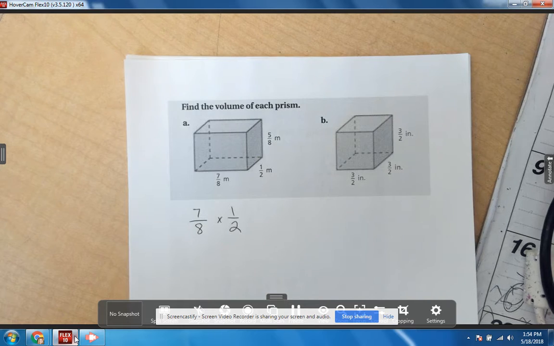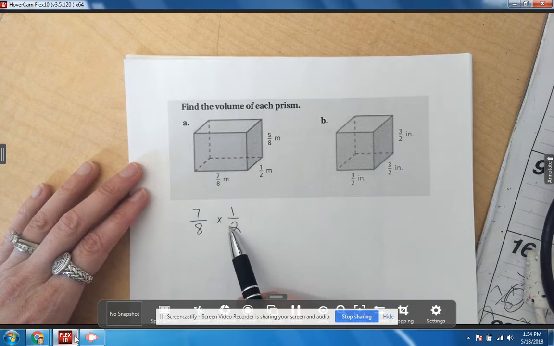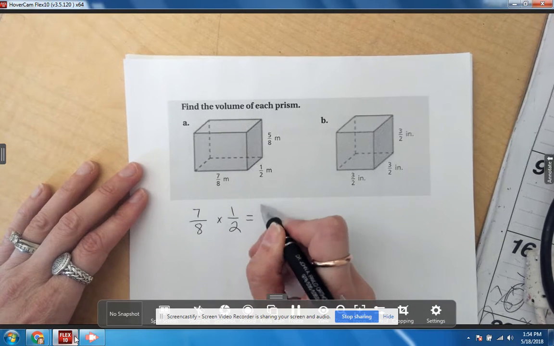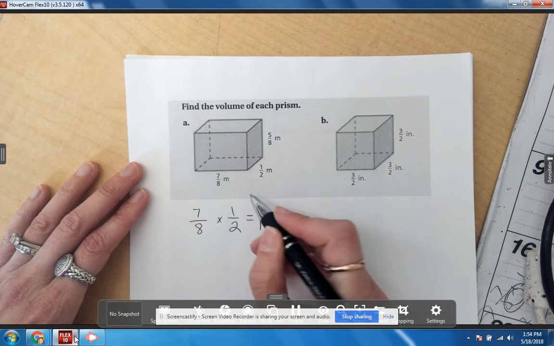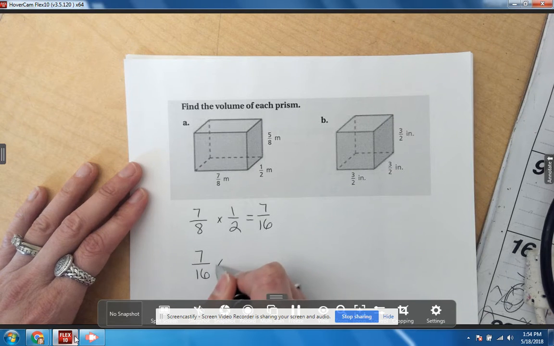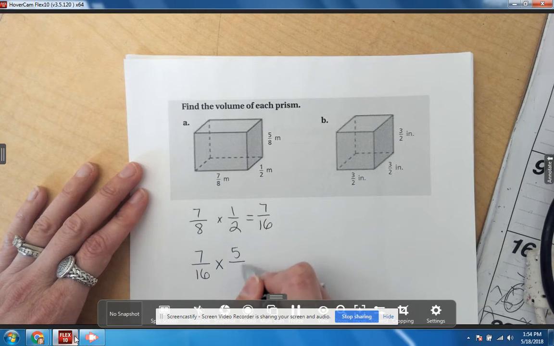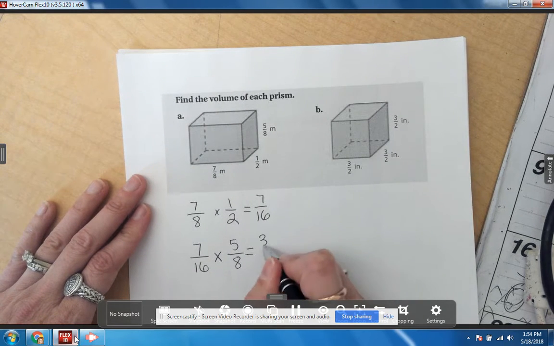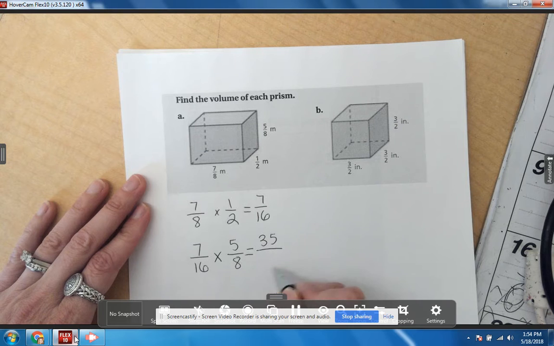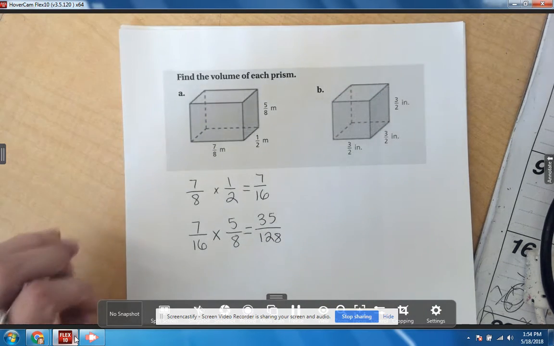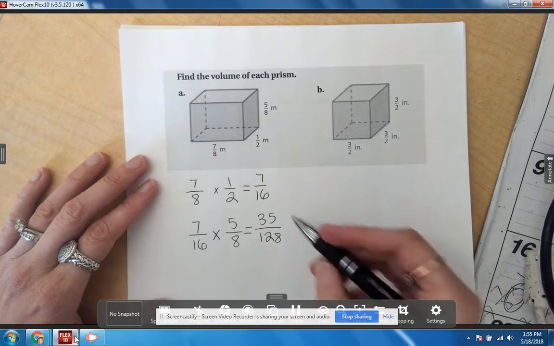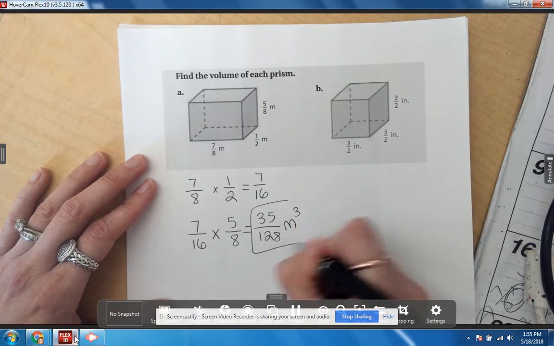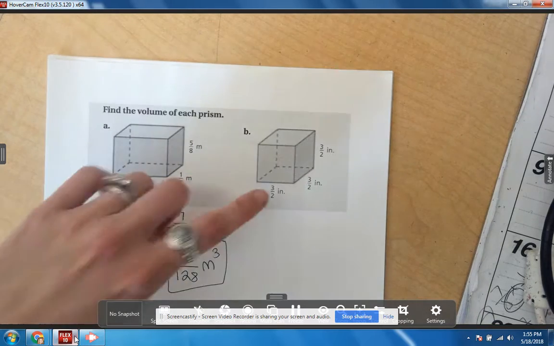We are multiplying fractions, which means you do not need common denominators. You could check to see if you can cross cancel. There's nothing I can do, so I'm just going to multiply across. 7/16. Now I take that answer, 7/16, multiply it by the number I have left, 5/8. Again, nothing I can cross cancel. So I'm going to multiply across. I get 35. And on the bottom, 8 times 6 is 48. So 35/48. Okay? So that would be your final answer. So meters cubed.